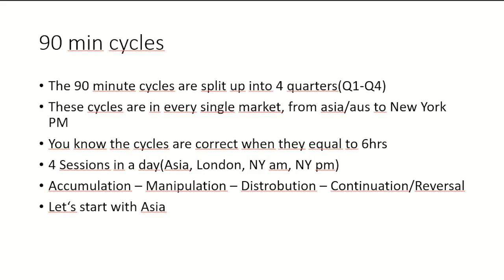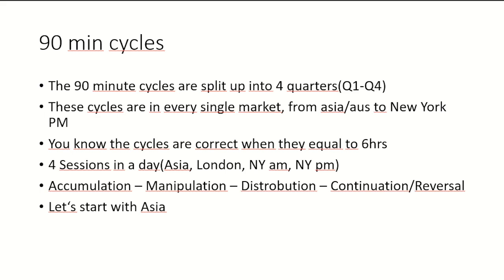So let's start. 90-minute cycles. The 90-minute cycles are split up into 4 quarters, Q1 to Q4. These cycles are in every single market, from Asia, Australia to New York PM. You know the cycles are correct when they equal to 6 hours. There are 4 sessions in a day, that is Asia, London, New York AM, and New York PM, which is Asia, accumulation, London, manipulation, New York AM, distribution, New York PM, continuation or reversal. But these 4 quarters are all different to each other, so I'm going to explain that soon.